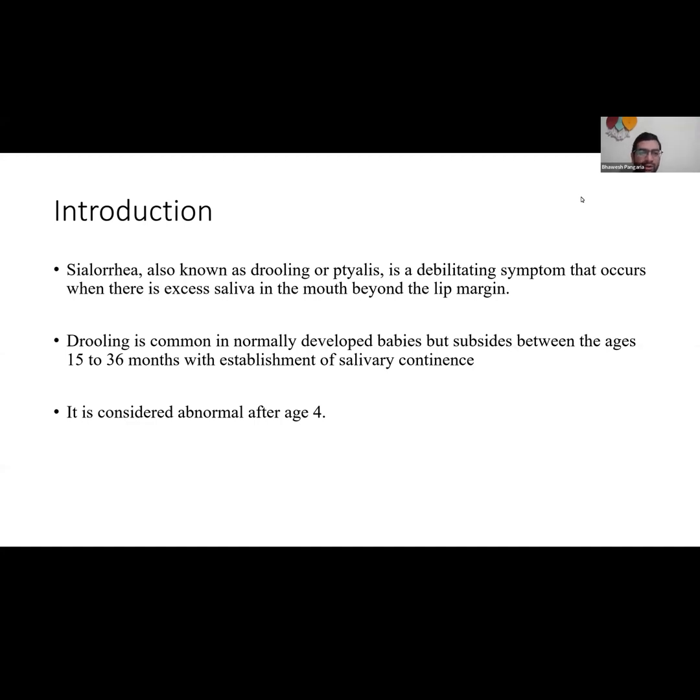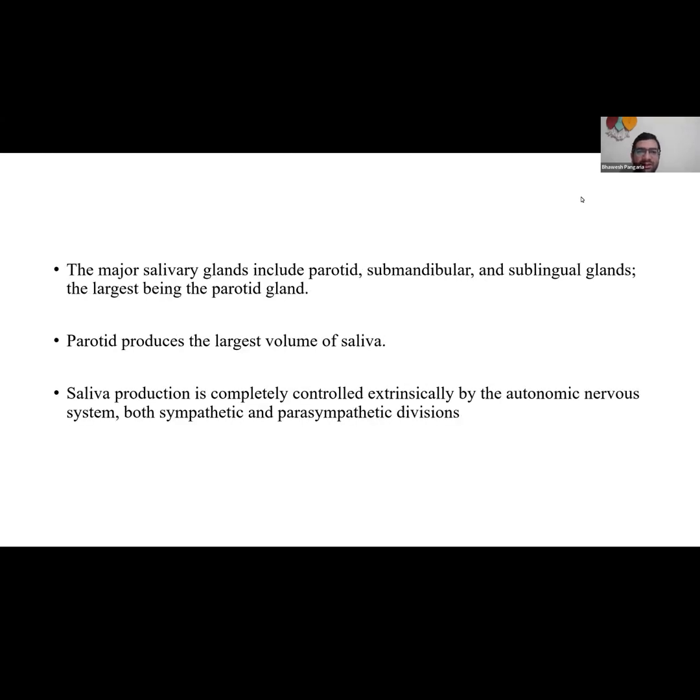Drooling is common in normally developing babies, but it subsides by 15 to 36 months. It is considered abnormal if it is still present after 4 years of age. As already discussed, the major salivary glands include parotid, submandibular, and sublingual. Among these, the largest is the parotid gland. Parotid produces the largest volume of saliva.